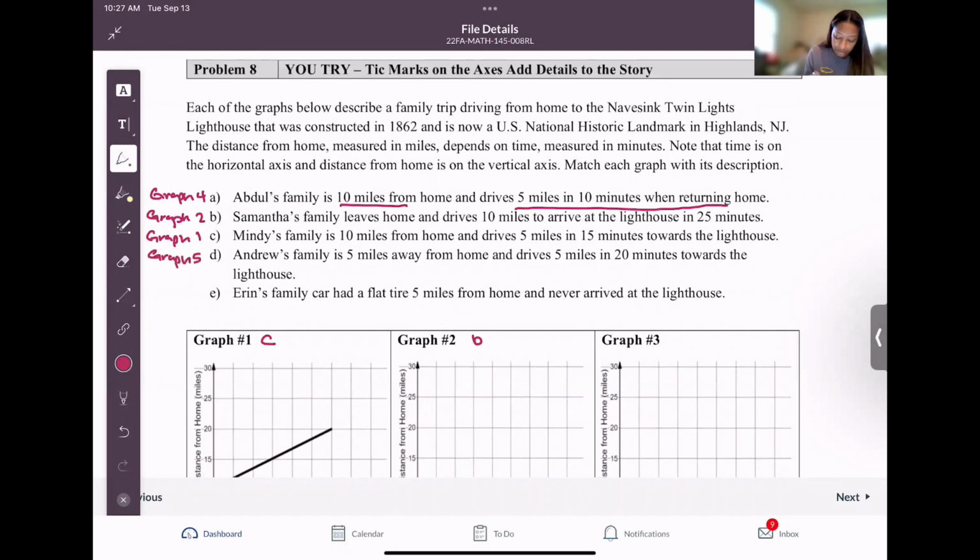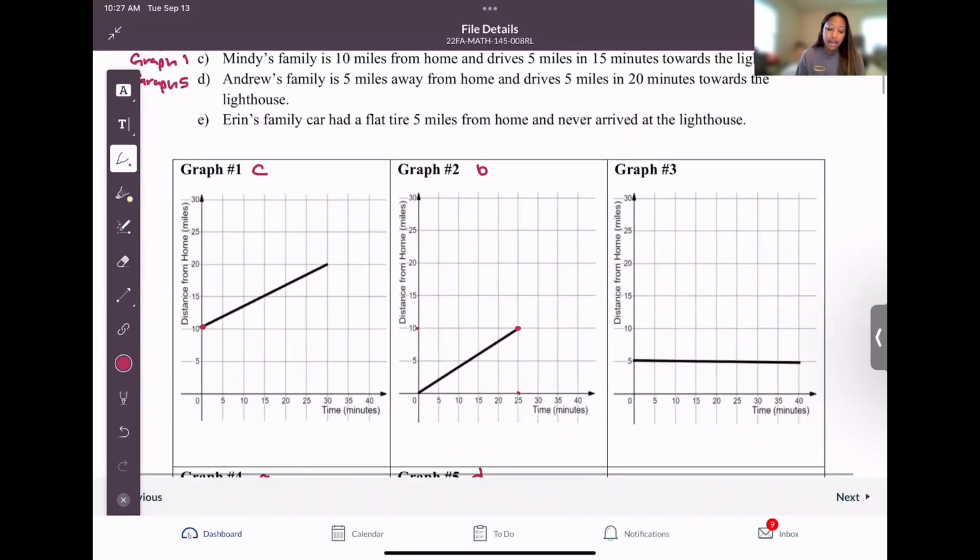Graph 5, and last one, we have to make sure it matches. Aaron's family car had a flat tire. Oh, sad story. 5 miles away from home and never arrived at the lighthouse. So yeah, that would just be this here. Them stuck 5 miles away from home with a flat tire.